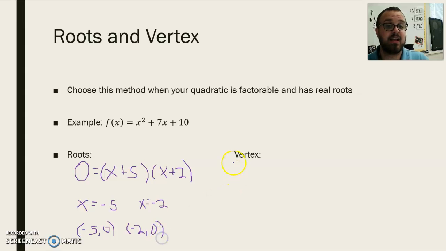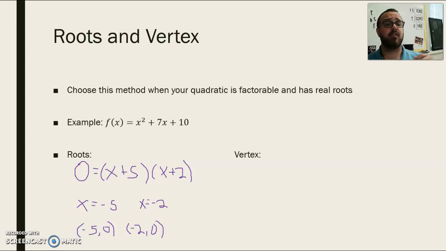The other thing I need to find is my vertex. We're going to find that by using our -b/2a. And again, how we find each of these can change based off what we're given, right? If we're given this in standard form... if it was in vertex form, I can just see the vertex and write it down. If it was in the factored form, and this is the factored form right here, I could already see my roots, so I can just pull those out, okay?